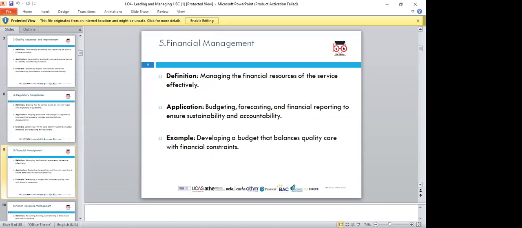In financial management, we're seeking to monitor the financial resources of the service effectively, managing the resource effectively. The application there will be managing forecasting and financial reporting to ensure sustainability and accountability. That's what you're seeking to do. An example would be developing a budget that balances quality care with financial constraints.